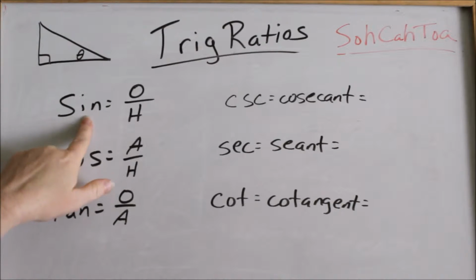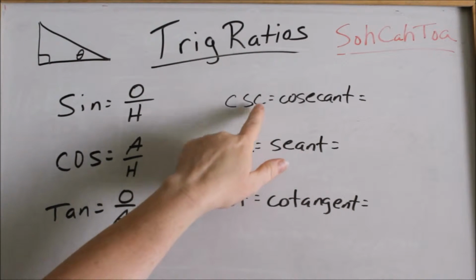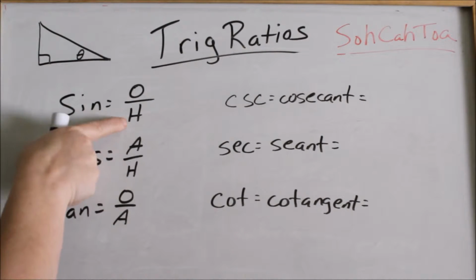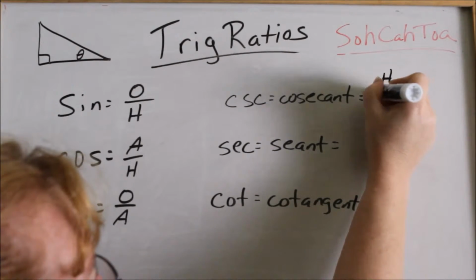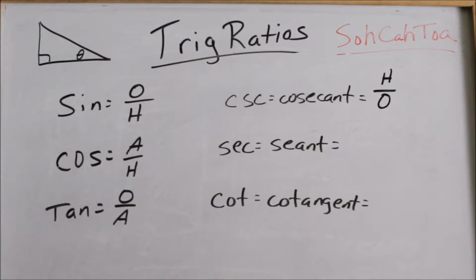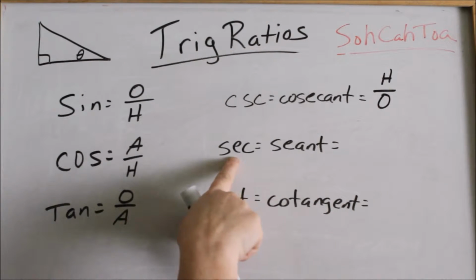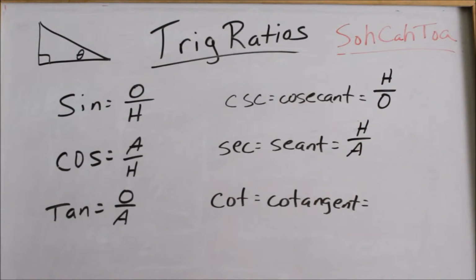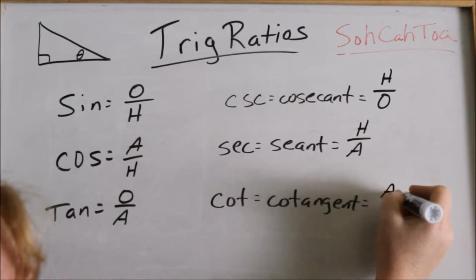So the reciprocal of sine is cosecant. To spell it out, cosecant, but the abbreviation is CSC. If the reciprocal of sine is cosecant, then you are literally taking the reciprocal of sine. So that means cosecant is hypotenuse over opposite. The reciprocal of cosine is secant, abbreviated SEC. So that would be the reciprocal of cosine. The reciprocal of tangent is cotangent, and that would be the reciprocal of that.